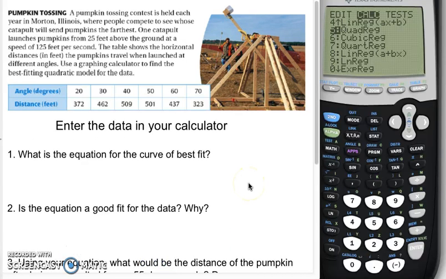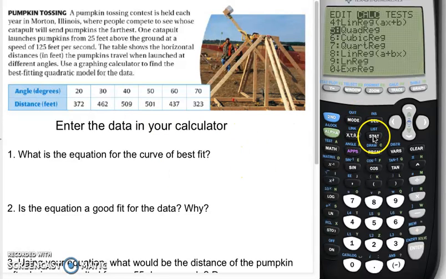All right, so let's look at an example problem. I've got pumpkin tossing. A pumpkin tossing contest is held each year in Morton, Illinois, where people compete to see whose catapult will send pumpkins the farthest. One catapult launches pumpkins from 25 feet above the ground at a speed of 125 feet per second. The table shows the horizontal distance in feet the pumpkin traveled when launched at different angles. Use a graphing calculator to find the best fitting quadratic model for the data.